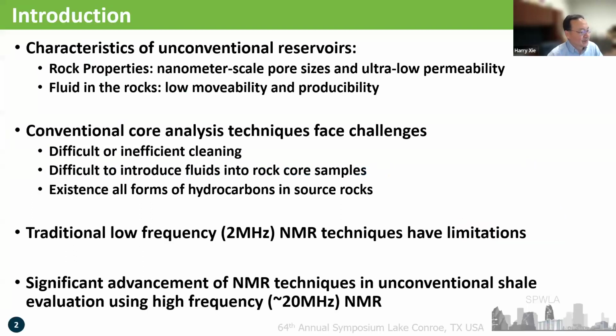Okay, so this is a very simple introduction. When we're dealing with unconventional shale rocks, the properties of shale are already known: nanometer scale pore sizes and ultra low permeability. We're talking about nanodarcy perm, so that's why we need fracking. And the fluid in the rocks has low mobility, which we call movability or mobility, and producibility. So it's very difficult.